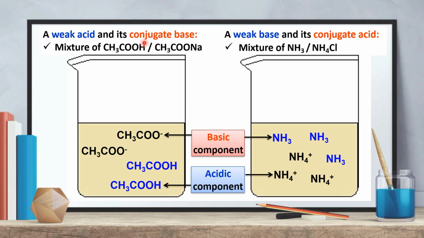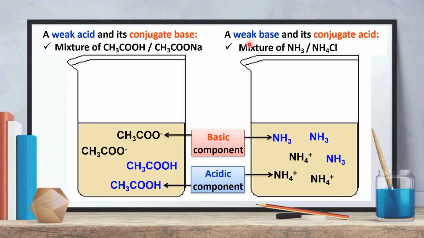For example, ethanoic acid and sodium ethanoate. So this is the weak acid, and this is its salt. It should have two components, that is the basic and acidic components. As for this buffer solution, the basic component is the ethanoate ion, that mainly comes from the salt, and the acidic component is the weak acid, that is ethanoic acid.